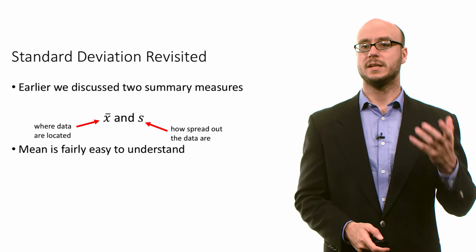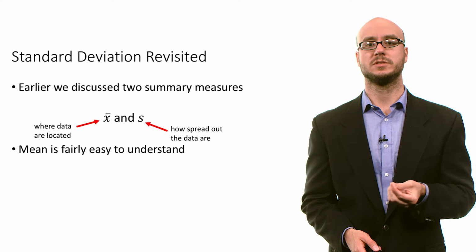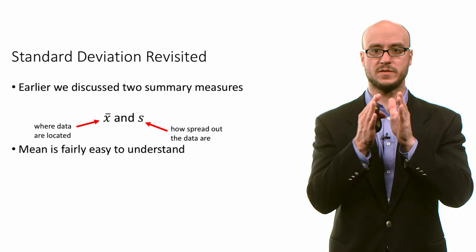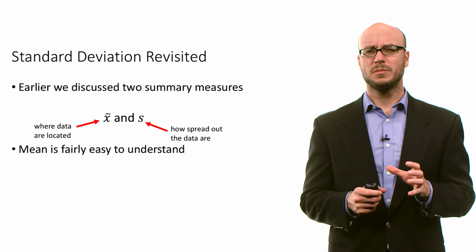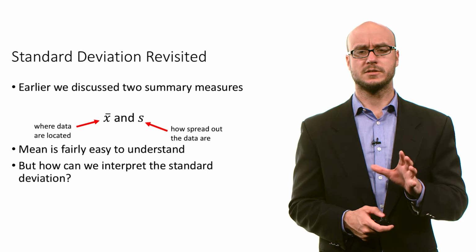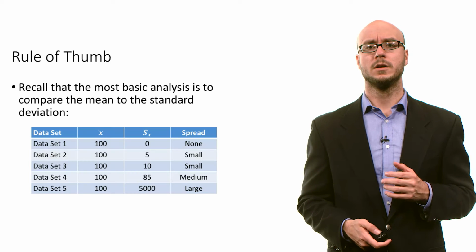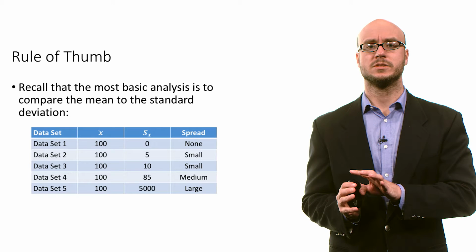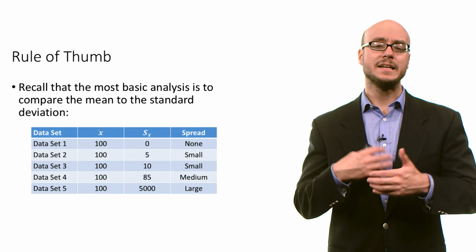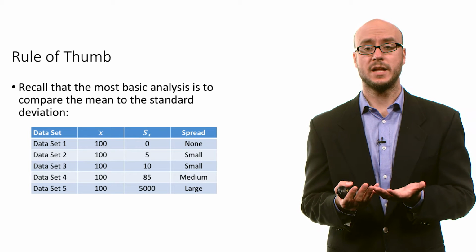The mean is pretty intuitive for most people, just an average. It's a measure of central tendency. Where does the center of a distribution of data lie? The standard deviation is a little bit more difficult for many people to understand, so we talked about a rule of thumb. If you recall, you can compare the standard deviation to the mean to get an intuitive understanding of what the standard deviation is telling us.